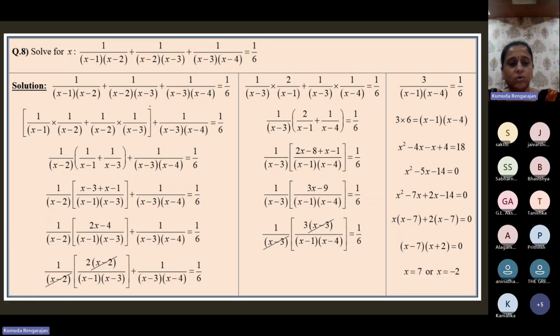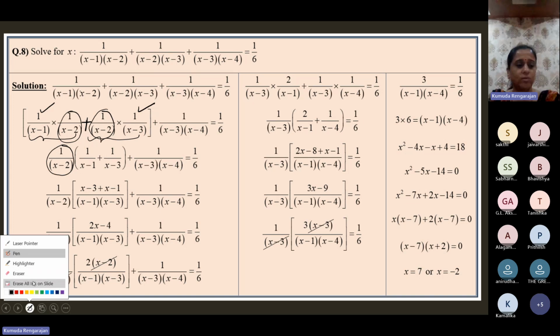So I told you we are working only with the first two terms, this one and this one. So the others we write as they are. Now between this term and this term, what's common? 1 by x minus 2 is common. See, this one is common. Take out the common factor. So then in the bracket, you will have 1 by x minus 1 plus 1 by x minus 3.